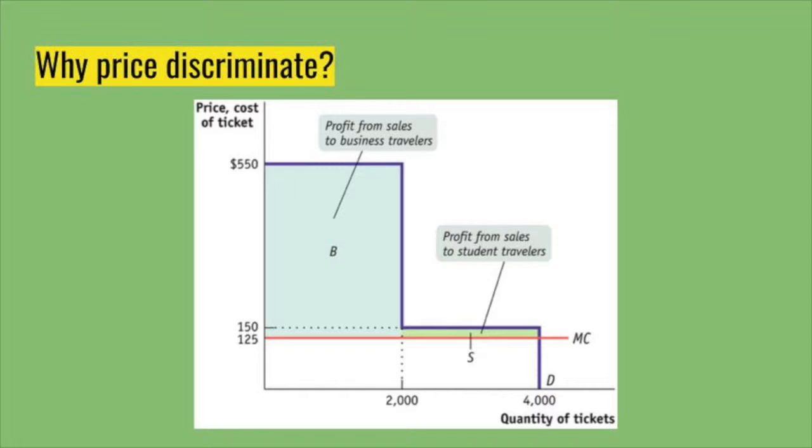So why do firms want to price discriminate? If they're able to charge different prices to different customers, they're able to take away all the consumer surplus in the market and transfer it into producer surplus, and of course, a better chance of increasing profit.